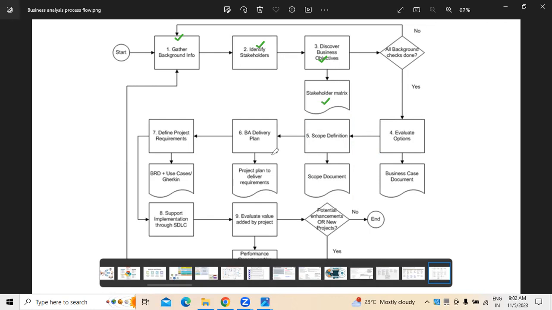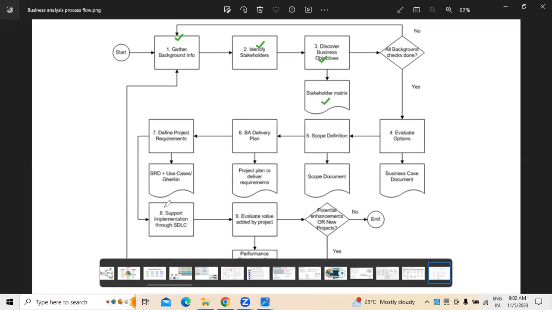So, once we have prepared a BA delivery plan, we need to define the project requirements. If you want to define the business project requirements, there must be some communication medium. Am I right? Yes. That is the reason why we have to understand the SDLC process.